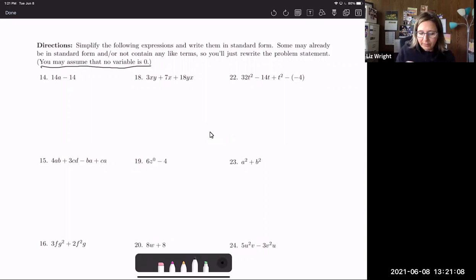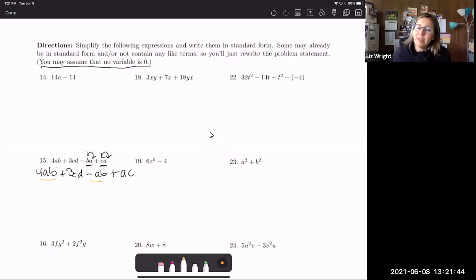Okay, let's do 15. So first look at each of the terms and see if you need to reorder any of them. I'm looking at these two. So why don't you go ahead and rewrite those two? I'm going to do that as well. So we're going to have 4ab plus 3cd minus ab. That's the commutative property of multiplication, right? Plus ac. Again, commutative property of multiplication. Now look across. Do we have any like terms? I see an ab and an ab, and I don't see any other like terms.